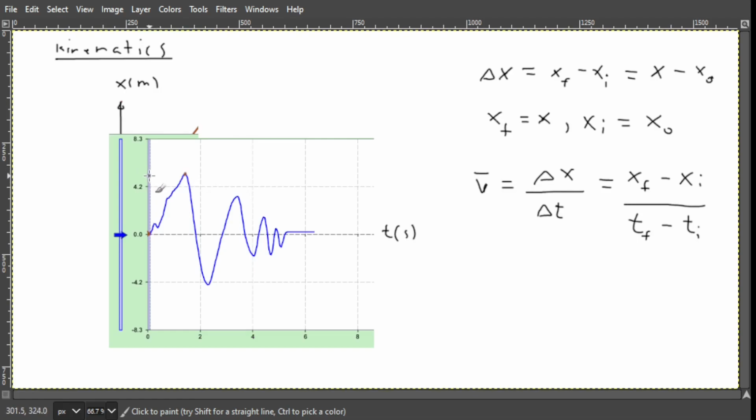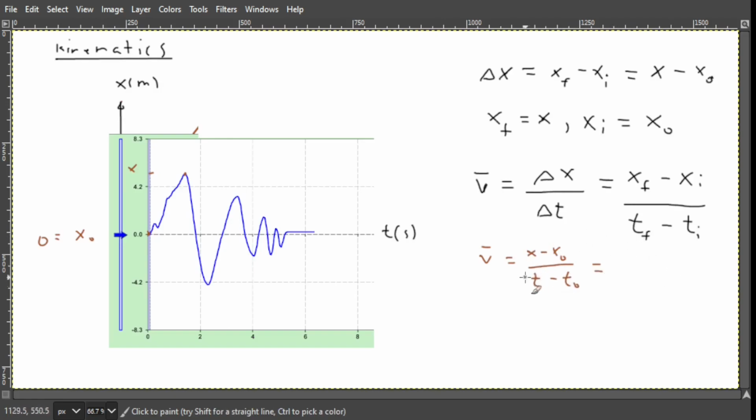Well, let's say that was the x final, which I like to call just x, and this was the x0, here in this case x0 would be equal to 0. Then we just follow the same procedure. The average velocity, v average, would just be delta x over delta t. In that case, it would just be x minus x0 over t minus t0.